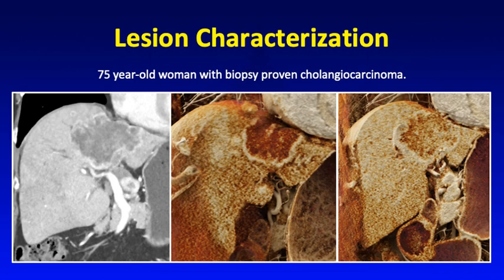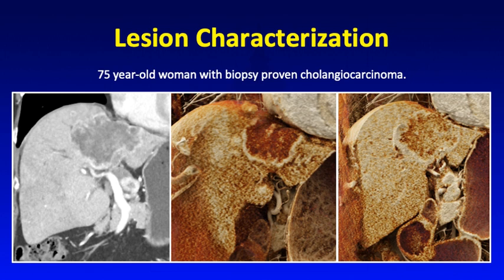Contrast this case with this next example of a cholangiocarcinoma. With the cholangiocarcinoma, you see continuous peripheral enhancement, and it's also much more heterogeneous compared to the hemangioma.